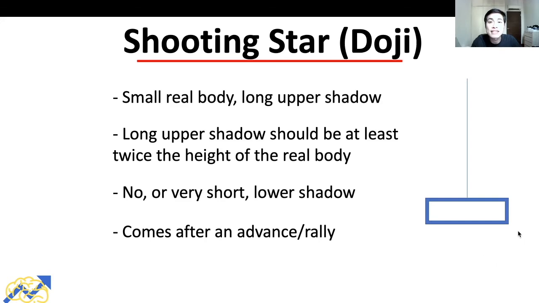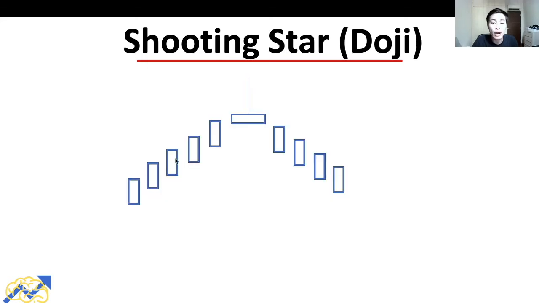The first is that it must have a small real body relative to its upper shadow, and the upper shadow must be at least twice the height of the real body. The third thing is that the candlestick must have no or very short lower wick. We use the shooting star candlestick after an advance or a rally. We want to see prices rising for quite a while, and after the extended advance or rally, when a shooting star appears, it indicates to us a possible bearish reversal. What a bearish reversal means is that prices have a high probability of declining after that.